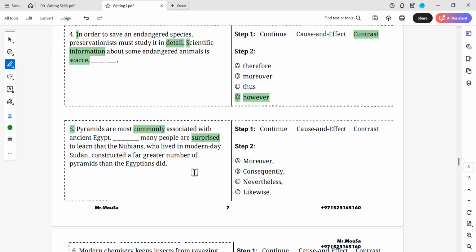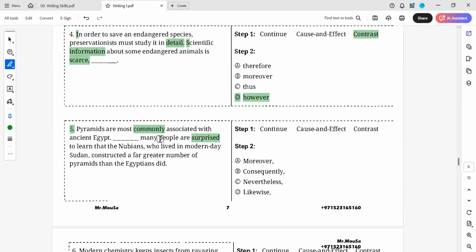Okay, let's say that it's tempting to be contrast, as here the first one is talking about ancient Egypt, the second talking about Nubians who constructed far greater number of pyramids. But when we say that, we need to determine the relationship. So you have to identify the main focus of each sentence. What could be the main focus of the first sentence? They said that pyramids are most commonly associated with ancient Egypt. So when people are talking about pyramids, of course, they commonly associate them with ancient Egypt.